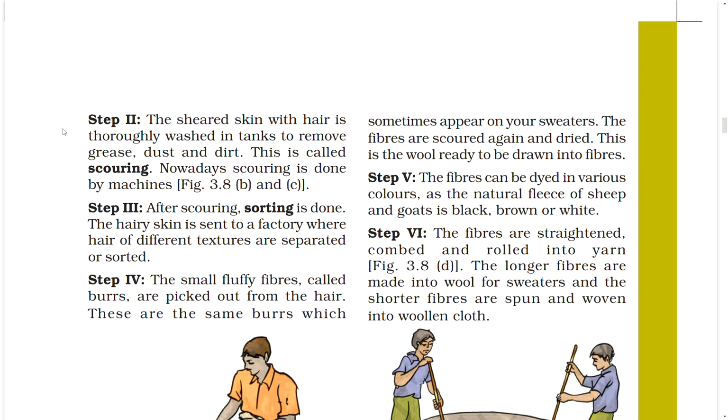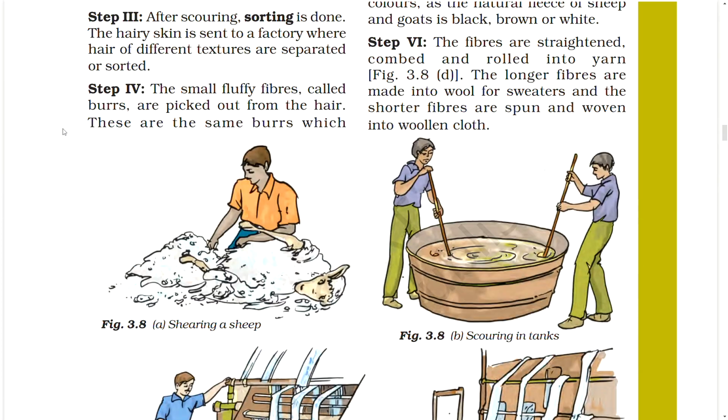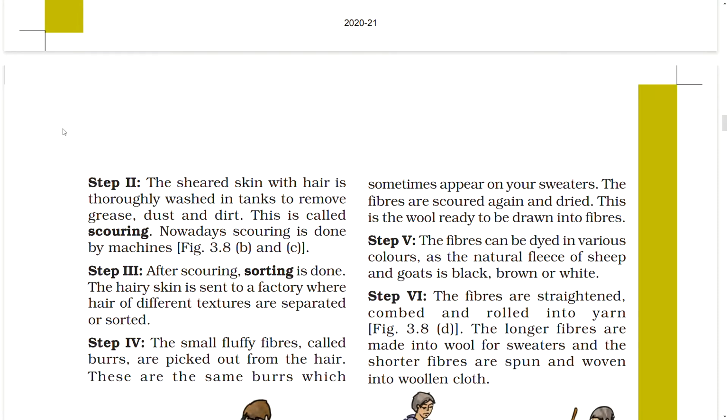Step 4. The small fluffy fibers called burrs are picked out from the hair. These are the same burrs which sometimes appear on your sweaters. The fibers are scoured again and dried. This is the wool ready to be drawn into fibers.